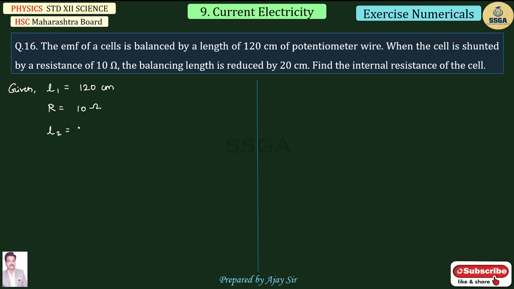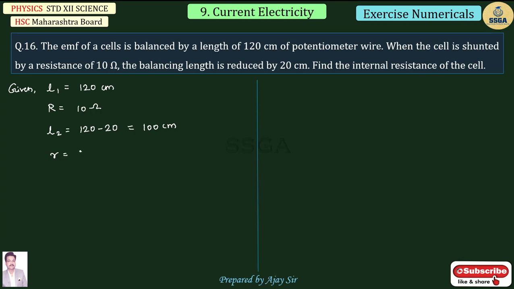So therefore the length which is reduced by 20 means original balancing length, that is 120 centimeter minus 20. So therefore this is 100 centimeter. So this is the second part. So then balancing length becomes 100 centimeter. So this is the given thing, and you have to find the internal resistance of cell.